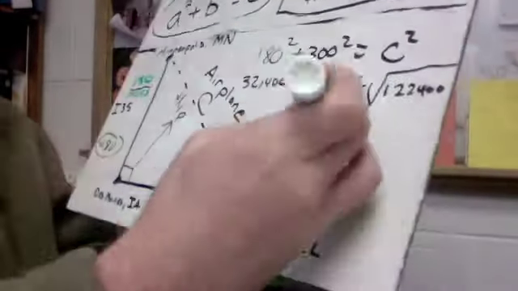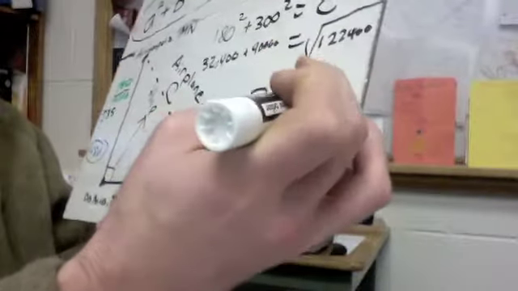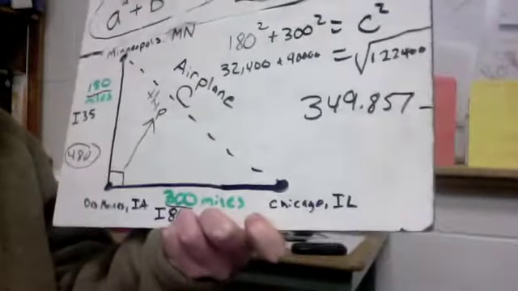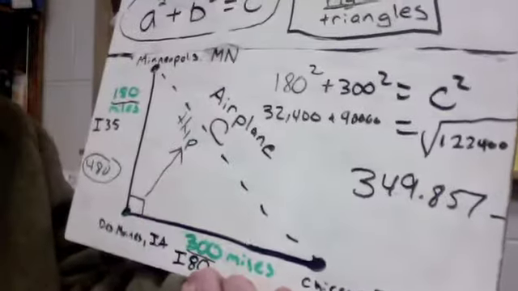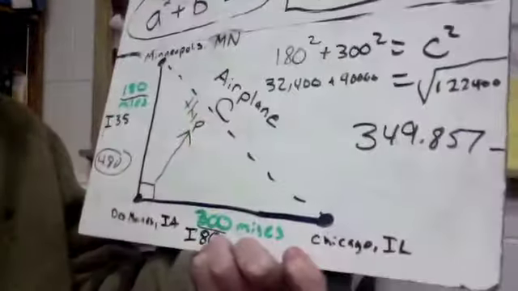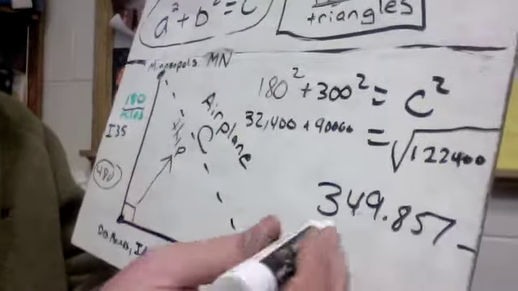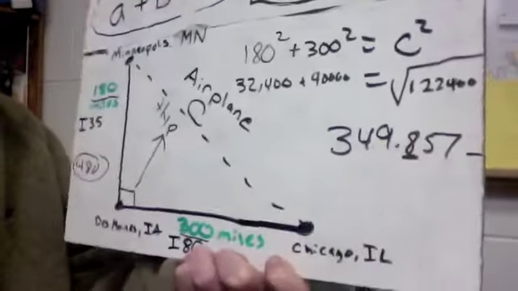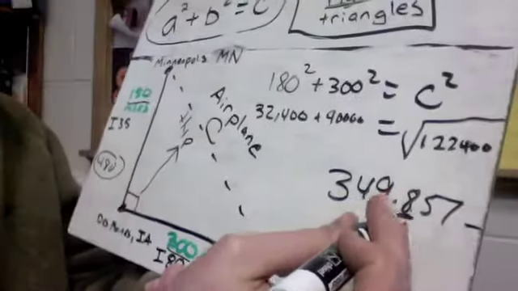What I get is 349.857, some other numbers. That means that there's not a whole number that you can times by itself to get this, which is okay. We'll just round this to the nearest whole number. We've got an 8 right here, so we're looking at the 8.